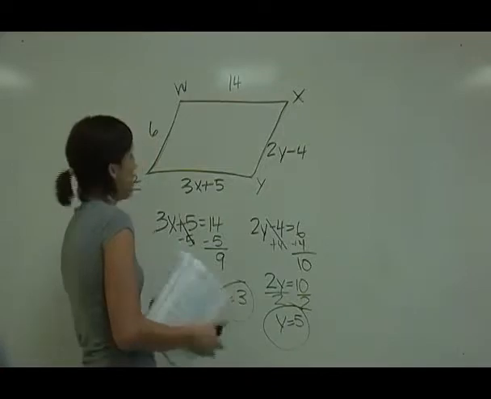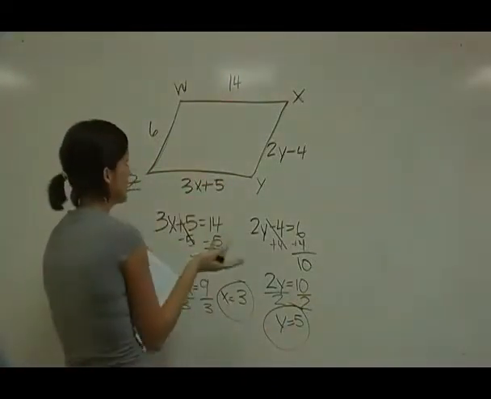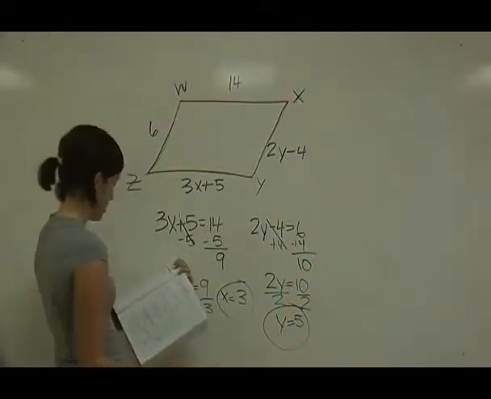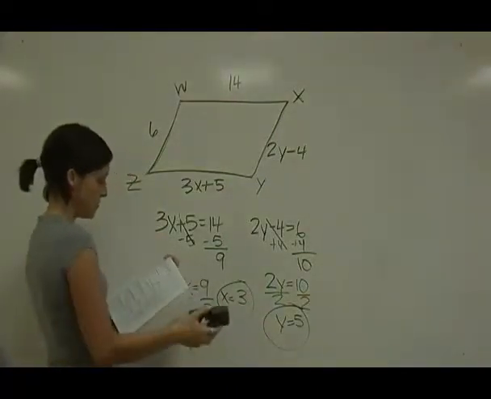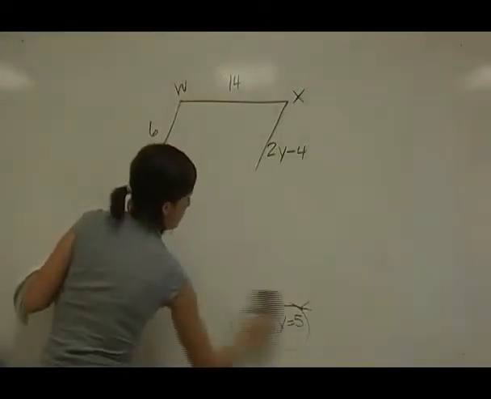Pretty simple. Just know that each side of the parallelogram are congruent to each other, and so you can set them up, and that's how you solve for x and y. Okay, so let's move on to number 8, and let's draw our figure and figure out our problem.